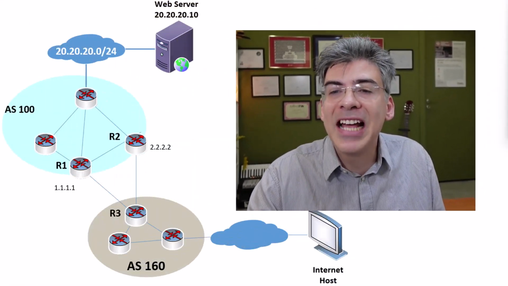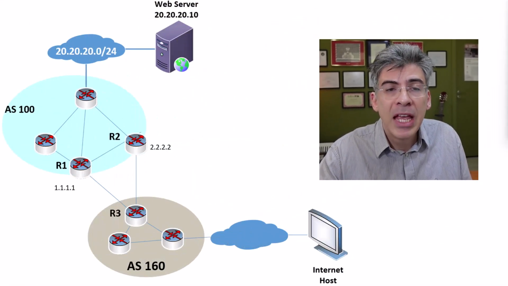So what is MED? MED is simply a value that is used by an AS to inform neighboring ASs of how to reach its internal networks. Specifically, when there are multiple entry points into the local AS, it informs the neighboring ASs of which entry point is preferable. Let's take a look at this diagram to clarify.